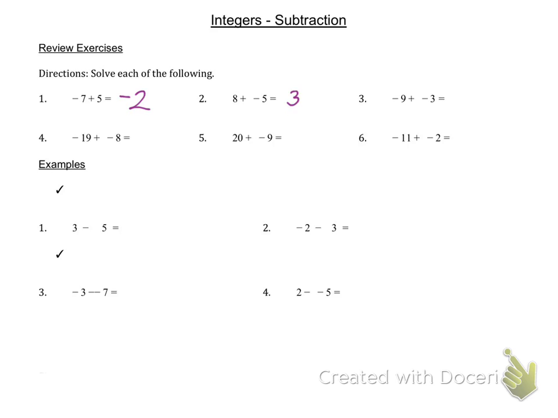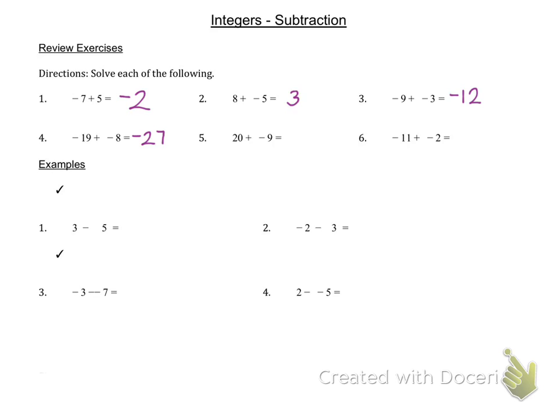Number 3, -9 plus a -3. Both of them are negative, so I'm going to add those two numbers. 9 plus 3 is 12, and since they're both negative, my answer is negative. Number 4, -19 plus a -8. So I'm going to add those. 19 plus 8 is 27, and they're both negative, so it's a -27.